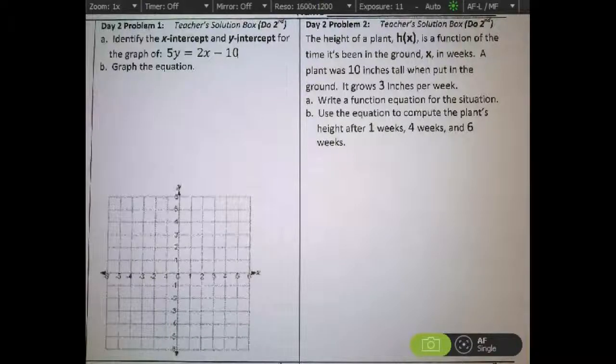Here's the solution for day 2, problem 1. Part A, identify the x-intercept and y-intercept for the graph of 5y equals 2x minus 10. So here we have a linear equation with two variables, x and y.